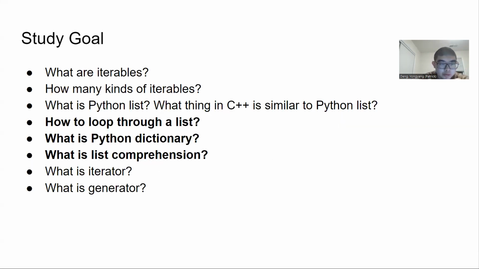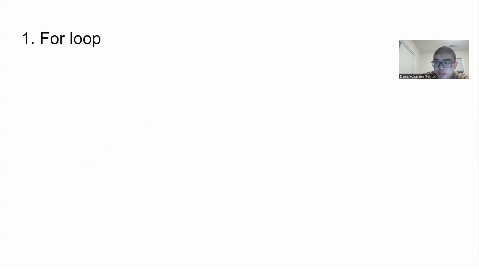The study goal for this lecture is how to loop through a list, and what a Python dictionary and list comprehension are. So let's get started. We'll talk about the for loop here. We covered iterations in the previous lecture, lecture 4, but we only talked about the while loop. So we have introduced another new loop, the for loop, in this lecture. So let's see how the for loop works.